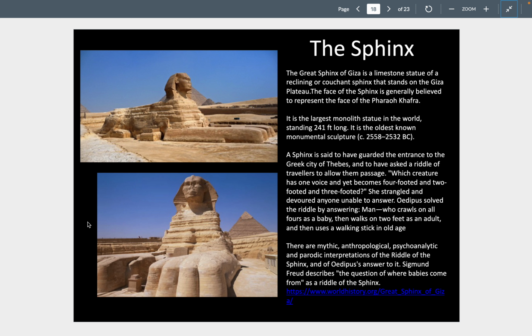So the Sphinx was said to offer a riddle to travelers to allow them to pass. What creature has one voice and yet becomes two-footed, becomes four-footed and two-footed and three-footed? If you were not able to answer, you were strangled. Oedipus solves the riddle by answering man, who crawls on all fours as a baby, then walks on 2 feet as an adult, and then uses a walking stick in old age to walk. So 4 legs to 2 legs to 3 legs.